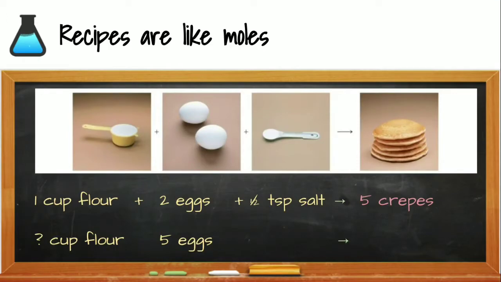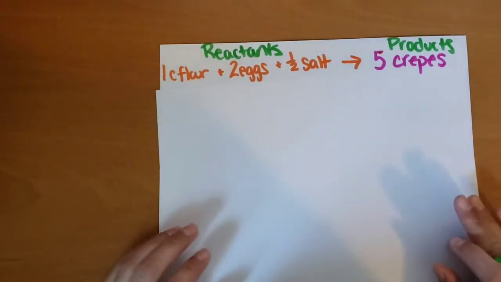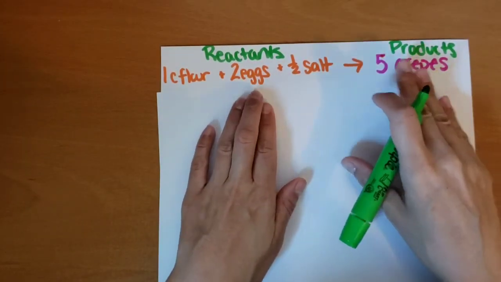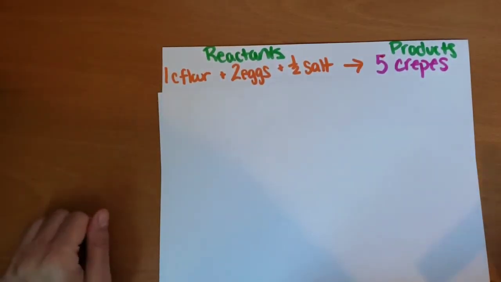So let's say I had 5 eggs in my refrigerator and I wanted to use them all. How much flour would I need to completely use up the 5 eggs to make crepes? What's really special about this relationship is it's not only reactants to products, but it's any substance in the equation.